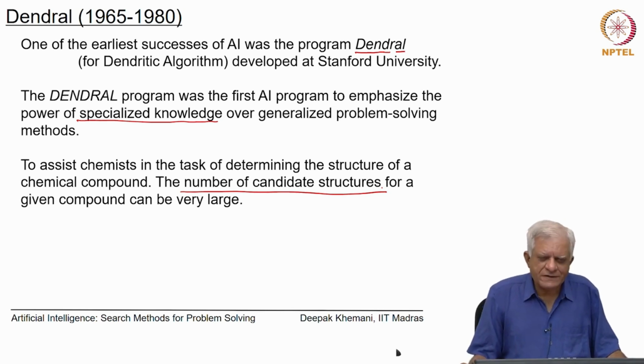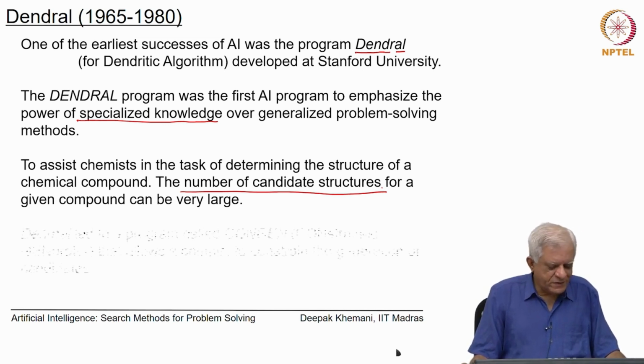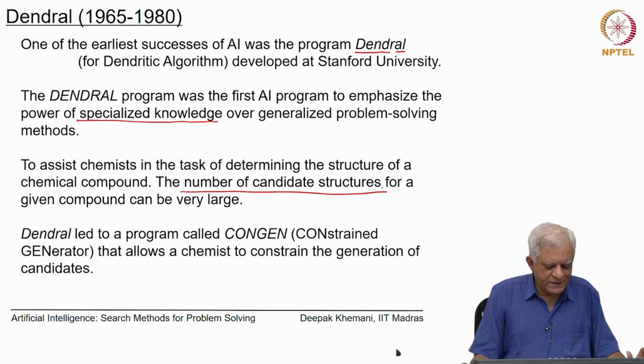So, anyway, the problem was that the number of structures they wanted to explore could be very large, and this was where Dendrol came in. It led to a program called ConGen, which stands for Constraint Generator, that allows the chemist to constrain the generation of candidate structures in such a way that they have to inspect only a few towards the end essentially.